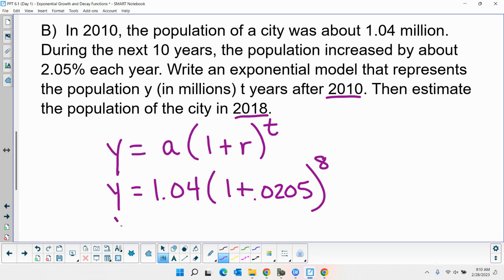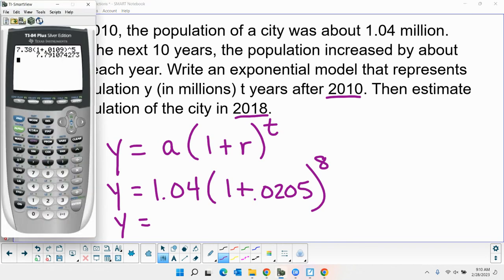So, Ethan, what'd you get? I forget. I cleared it on accident. Okay. 1.04 times 1 plus 0.0205 to the 8th, right? 1.22, that's million, right?